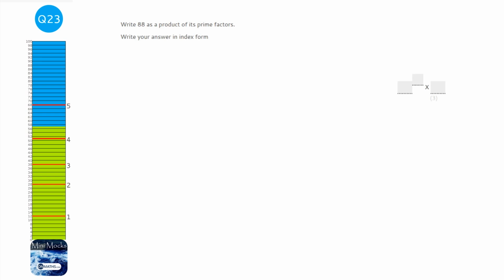Okay, so we're asked to write 88 as a product of its prime factors. So the first thing to do is write 88, and then we have 2 shoots coming from it. Now I need to find out which two numbers times together to make 88. Now a little tip, if you've got an even number, always pick 2. So 2 times 44. And whenever we get to a prime number, we always circle it, because that's finished.